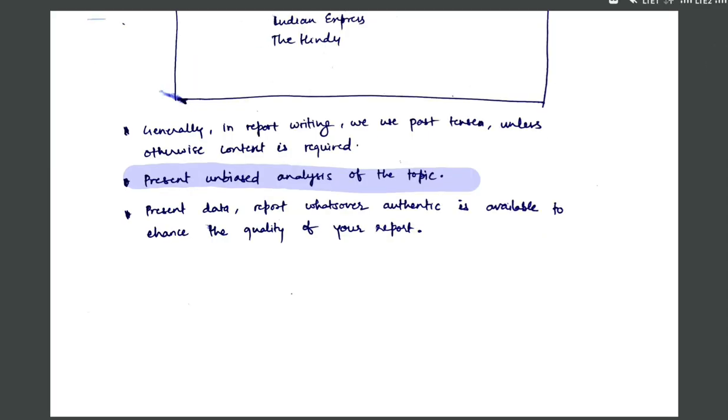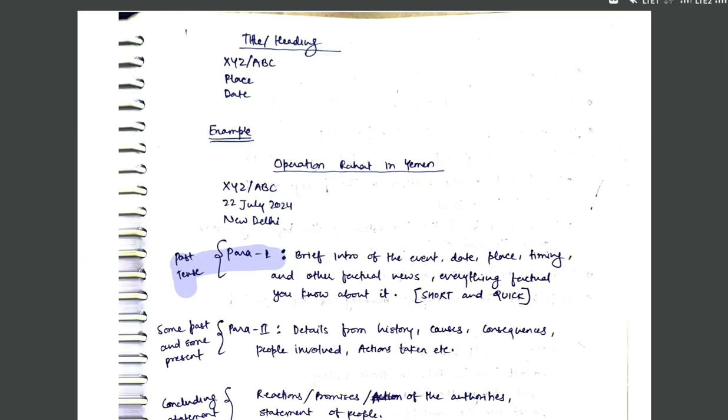And you can take a look, as I mentioned in my notes also. You have to present your unbiased analysis of the topic, and you can present any authentic data or report that is available as evidence to enhance the quality of your report. If you don't remember any data, you can simply write generally the name of a government institution, NITI Aayog or Planning Commission, anything, and that will help you. So this is also a photo from my notes only. This is how I used to approach.